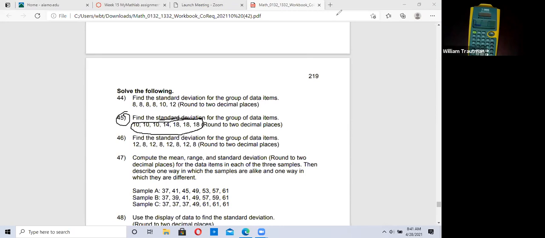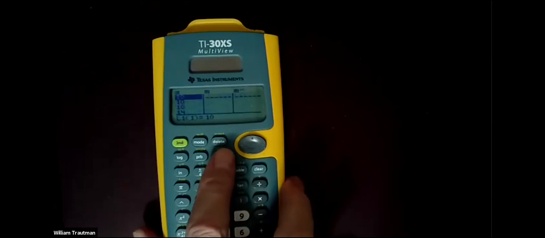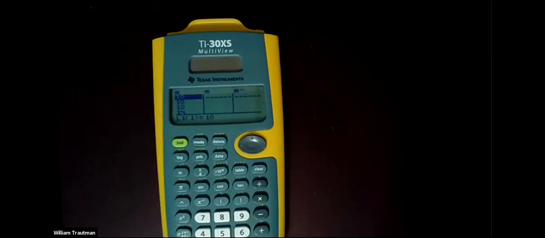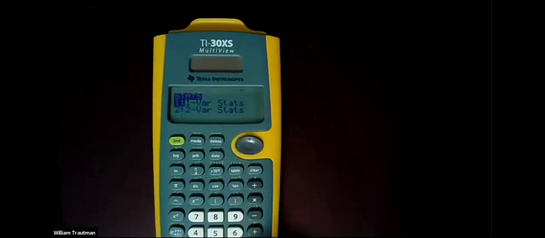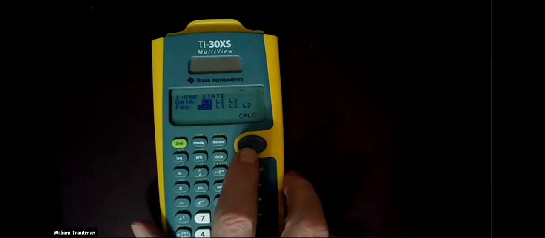So we're finding the standard deviation. What I did first was hit data and type in my data that they told me to. After you do that, you hit second data, which is stats. 1-Var Stats. L1 is highlighted. I don't have anything in L2. Hit calculate.